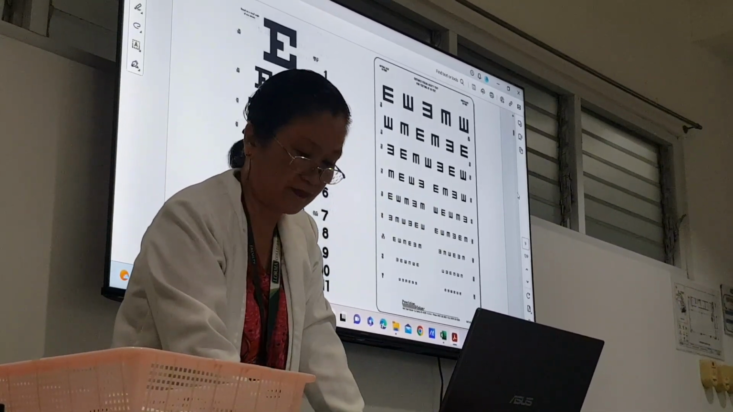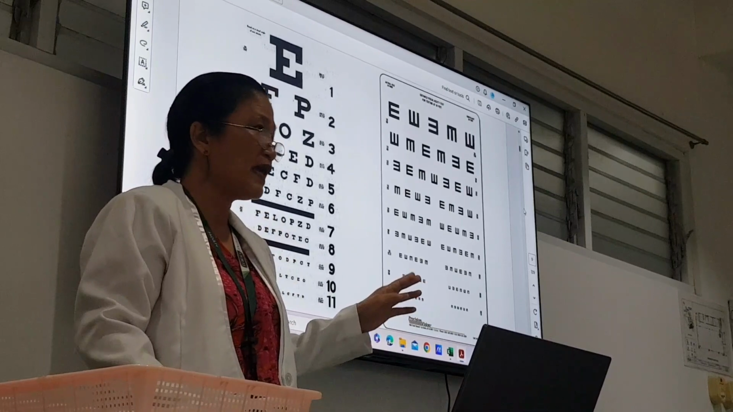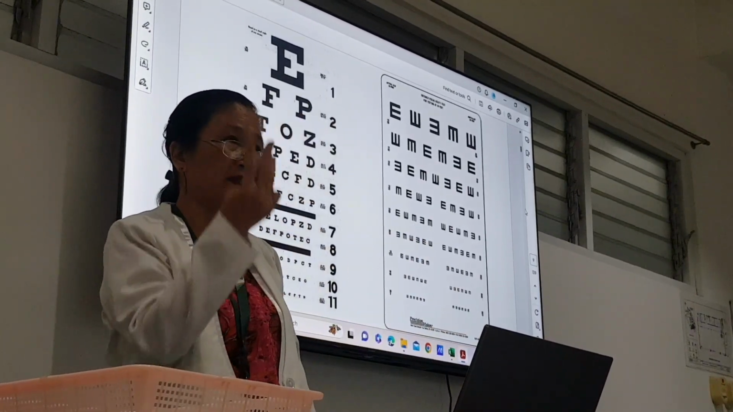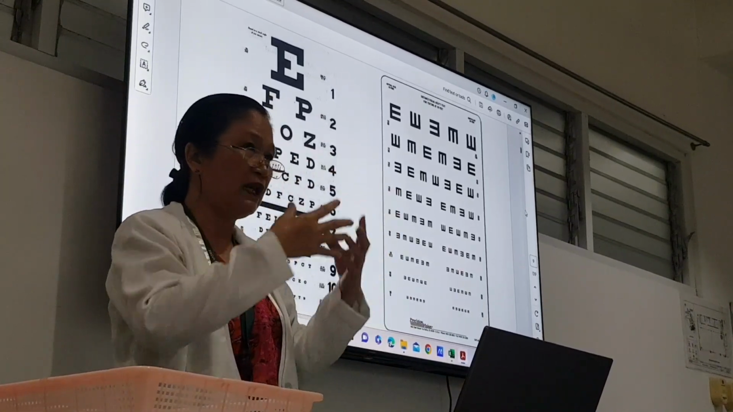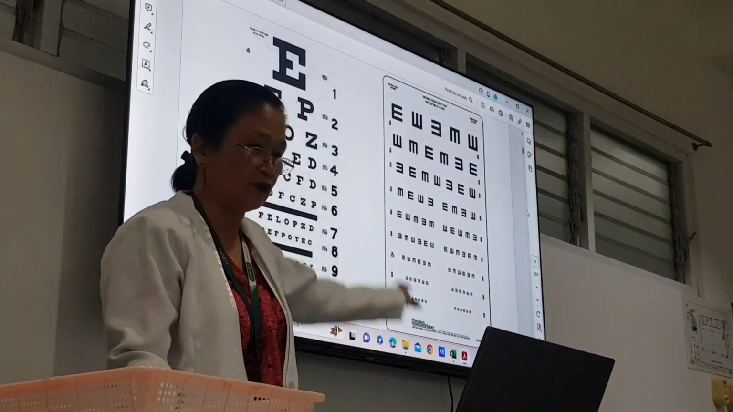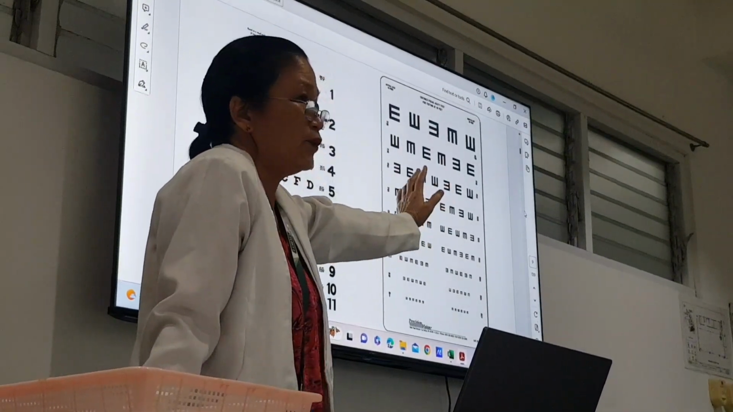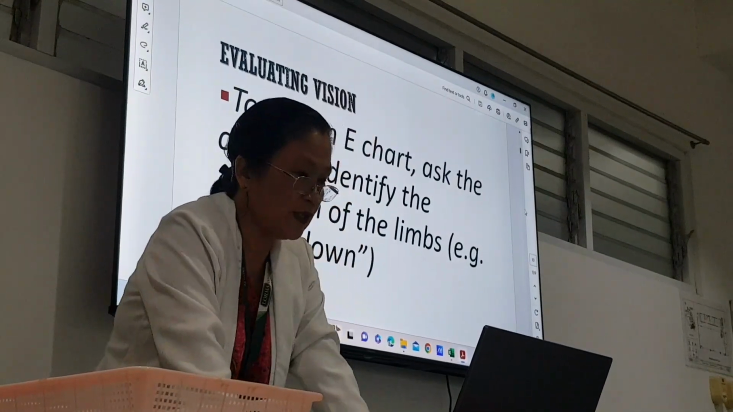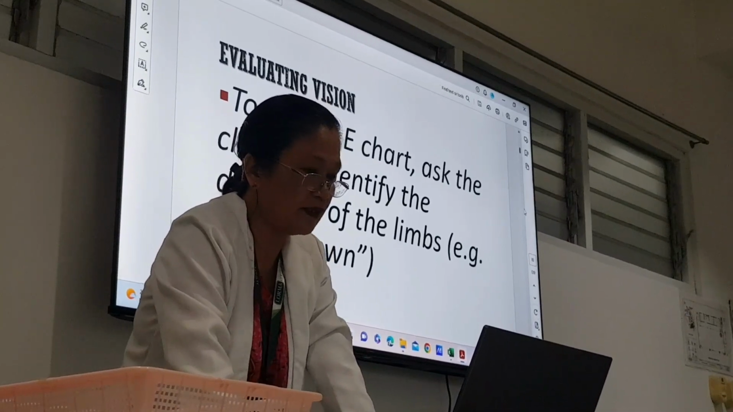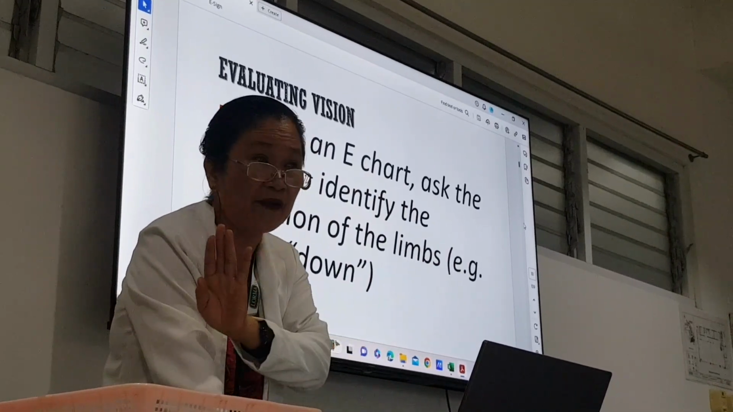Okay. So, you are going now to ask the children, saan ba yung kanyang tatlong paa? Is it pataas or nasa right, nasa left? Para malaman mo kung meron din siyang ano sa kanyang mata. Though meron din siyang measurement din dito pag 2020 or 20/15 kung gaano ba kaano ang kanyang mata. Then next, this one, to use an e-chart, ask the client to identify the directions of the limbs, example, up, down, or sa left, right.